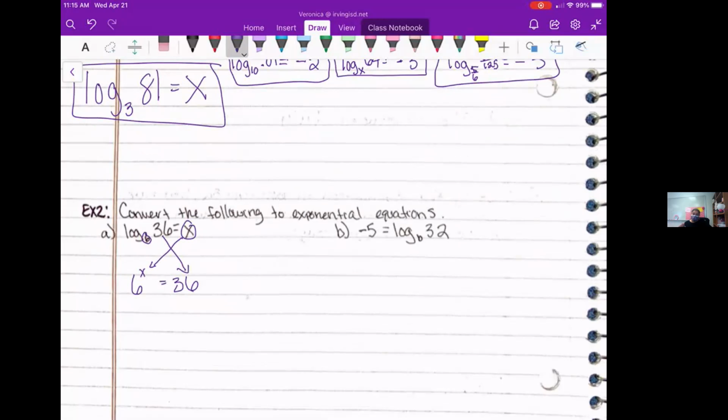So whoever's chilling by the log, that's your base, right? And then the number that got thrown is gonna come back. And then the number that was by your side is gonna go back to the other side. So you're just reversing everything. So you just have to be able to go back and forth.